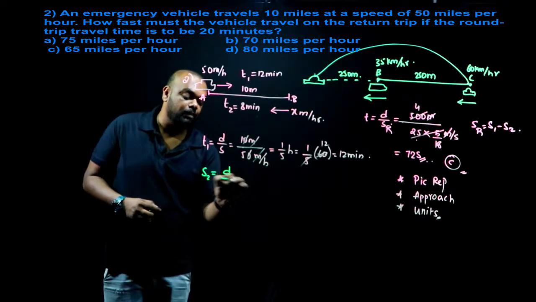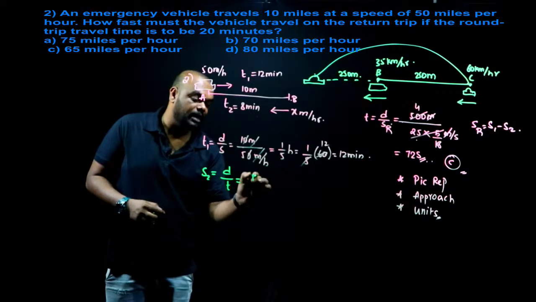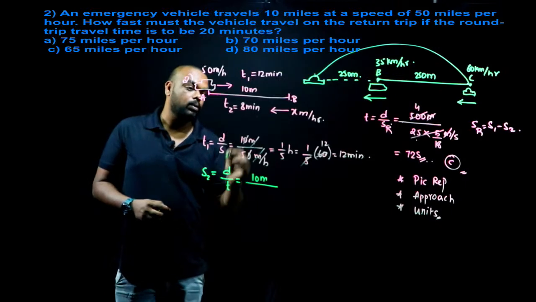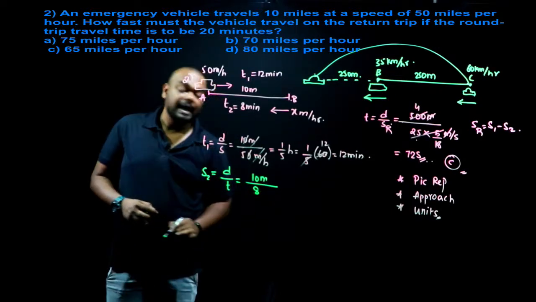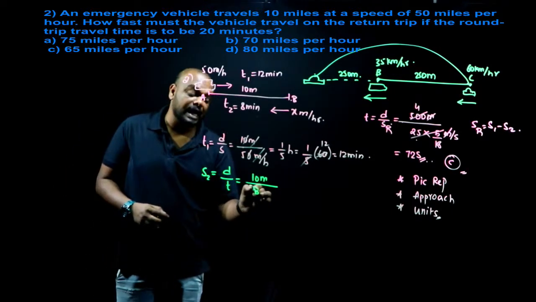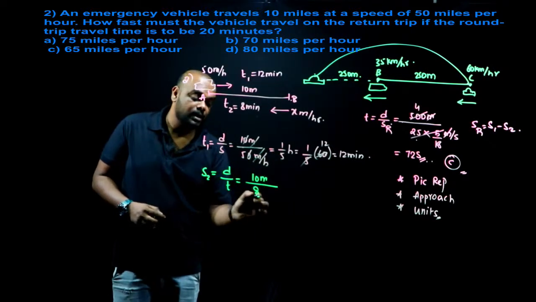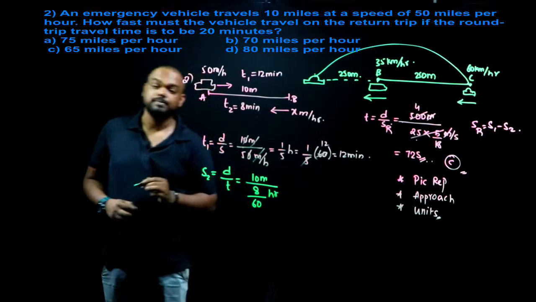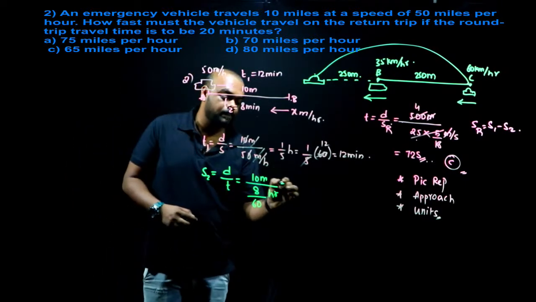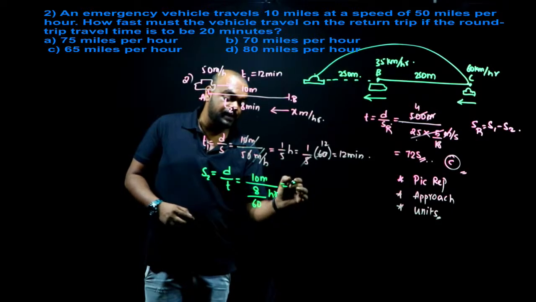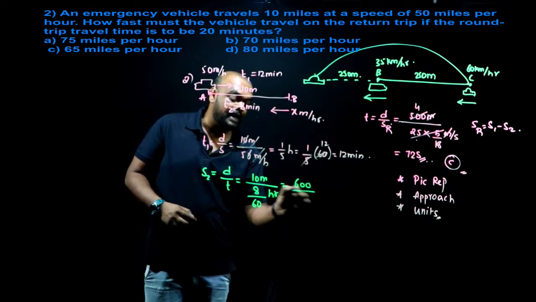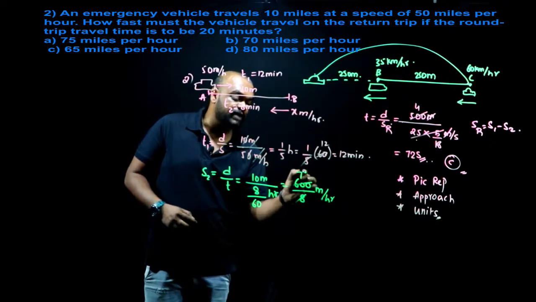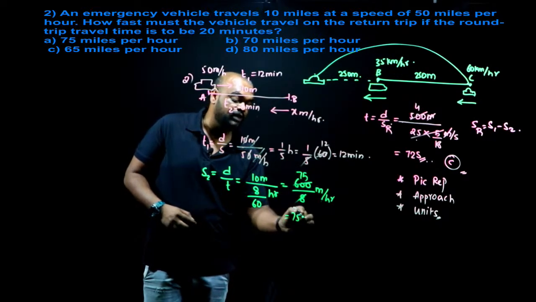Speed is distance by time taken. Distance is the same, 10 miles, divided by time taken, 8 minutes. To convert minutes to hours, divide by 60. So this becomes 8 by 60 hours. Send it up: 60 into 10, 600 by 8 miles per hour. 8 into 7, 8 into 5. So the answer is 75 miles per hour.